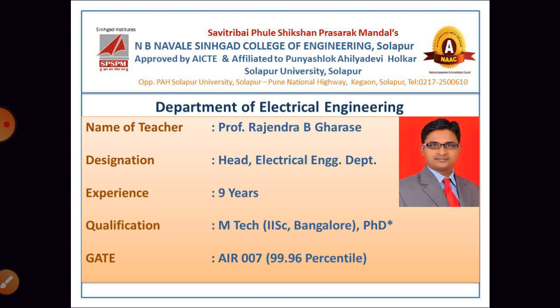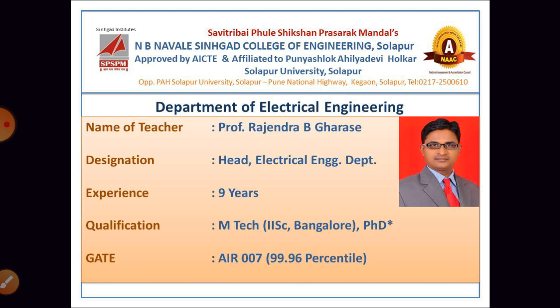Conversion of parameters means given the Z parameters we can find the Y parameters of a two-port network. Given the Z parameters we can find the ABCD parameters, and given the Z parameters we can find the H parameters. So Z to Y parameter conversion, similarly Z to ABCD, Z to H. Next for Y parameter, Y to Z, Y to ABCD, Y to H.